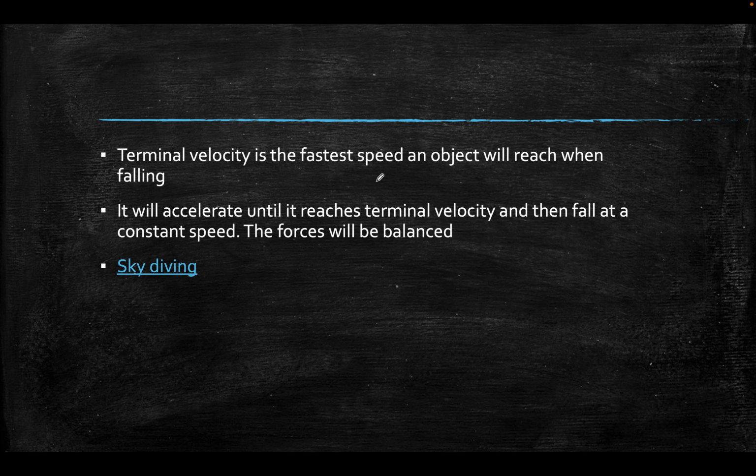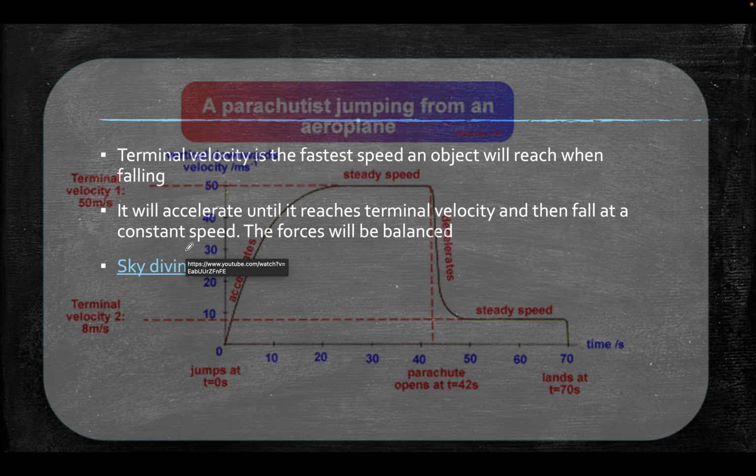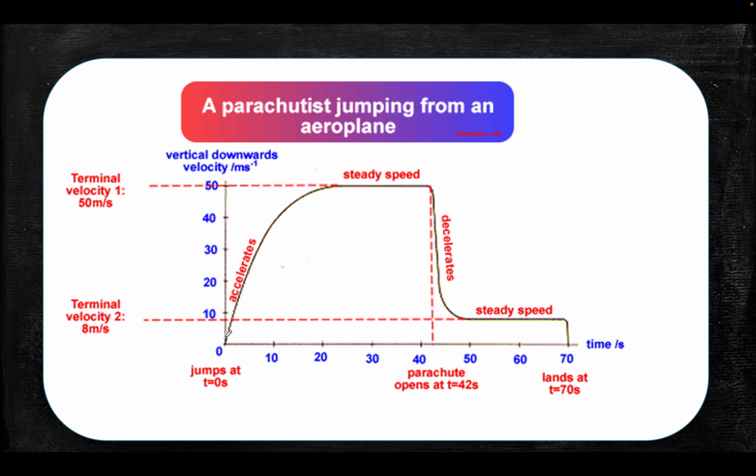The final thing is terminal velocity. Terminal velocity is the final speed, the fastest speed when you're falling. Because of air resistance, it will push you back up. As you start to fall, you will get faster and faster, but eventually the forces will balance out. This happens when you're skydiving, for example. You jump out, and your speed starts off at 0.